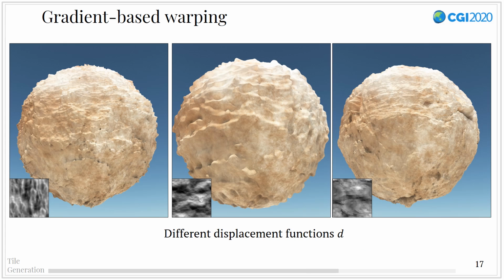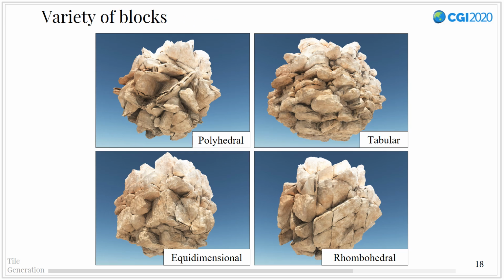The interesting thing is that you have control over the displacement function D, which can be defined as a construction tree, procedural noise, or a baked texture. Our method is capable of reproducing a variety of block structures. These types have been identified in geomorphology and are the result of different fracture distributions.